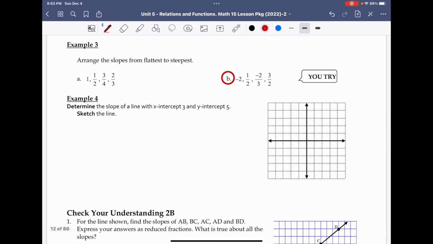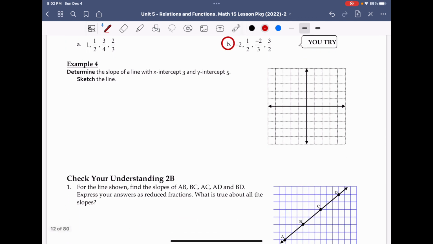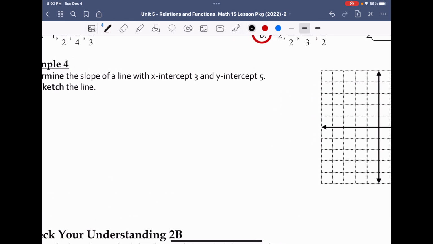Example 4: determine the slope of a line with an x-intercept of 3 and a y-intercept of 5. So right away, if they tell us intercepts, what we're going to do is put them as a coordinate. An x-intercept is always 3 and then 0 for the y variable. A y-intercept is the opposite. It's 0 for x and 5 or whatever value for the y.